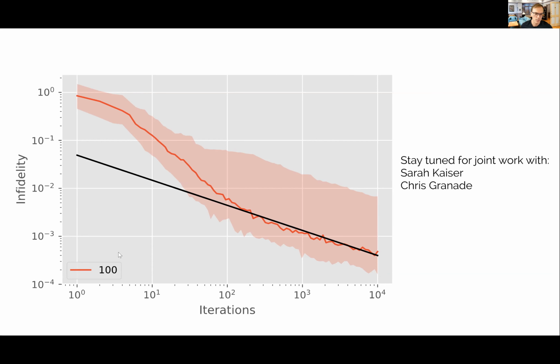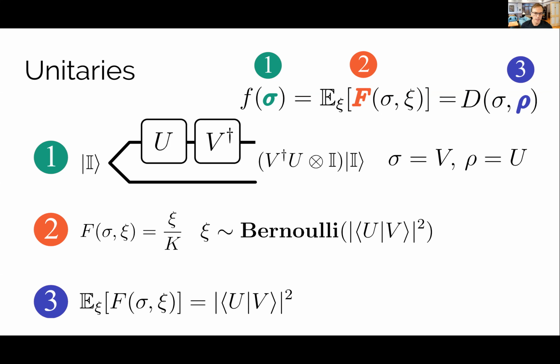But this is experimental data. The 100 here is the number of repetitions per measurement that I do. This is the number of iterations of the algorithm. And again, you see that it goes down, and here's a fit to 1 over the total number of photons used. Okay, so that's mixed states. And then the last thing I want to talk about is unitaries. To perform unitaries, it's a bit more subtle.